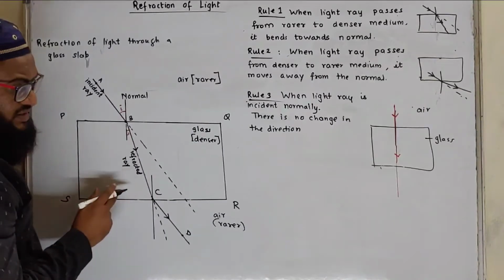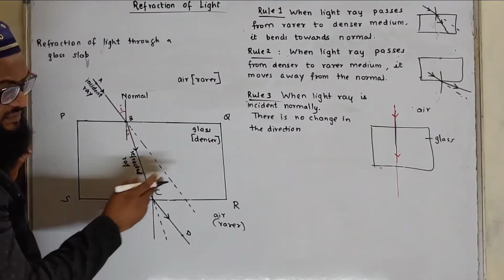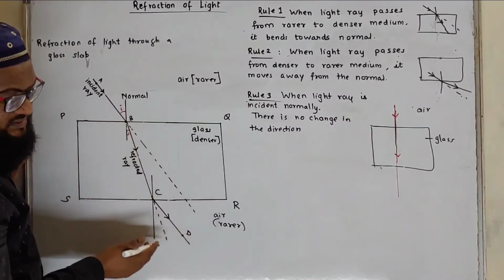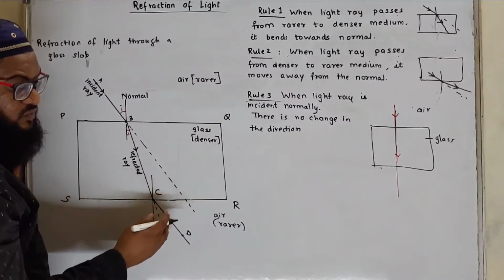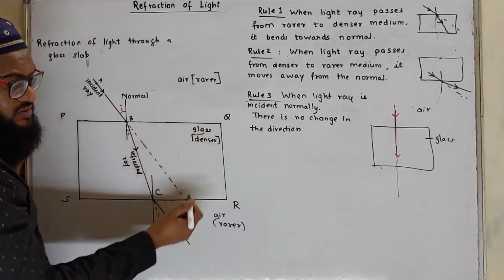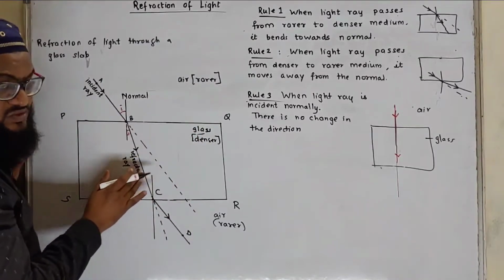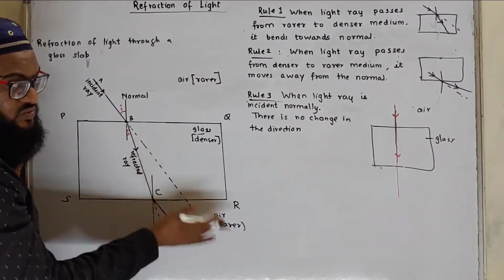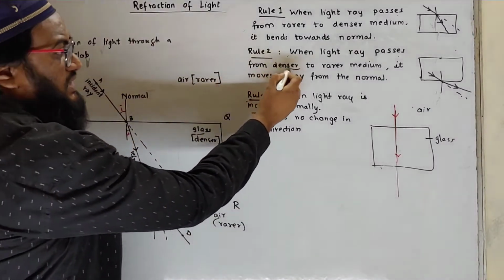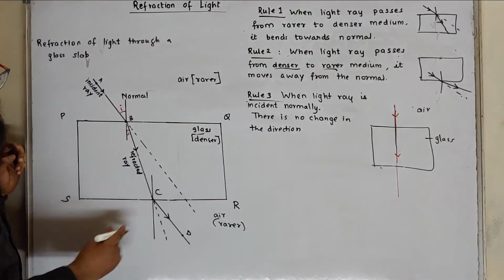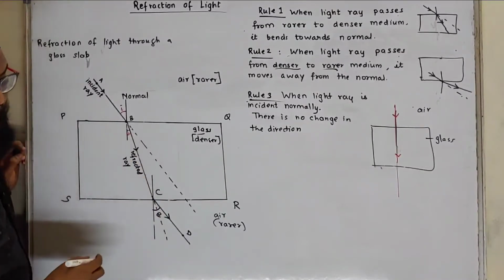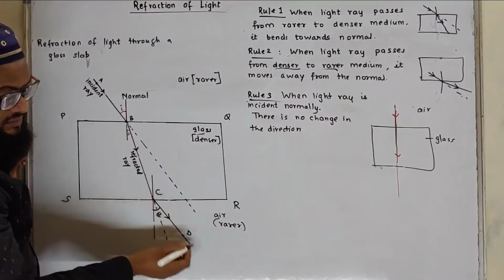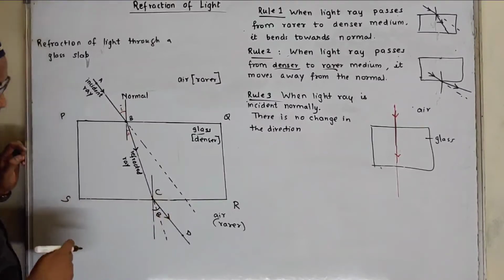Now when it comes out of the glass, instead of going straight, it will move away from the normal. Why? Because now it is entering from glass to air, I mean dense to rare. So when light passes from denser to rarer medium, it moves away from the normal. So we'll call it as E. E is what? Angle of emergence, and we'll name CD as emergent ray.